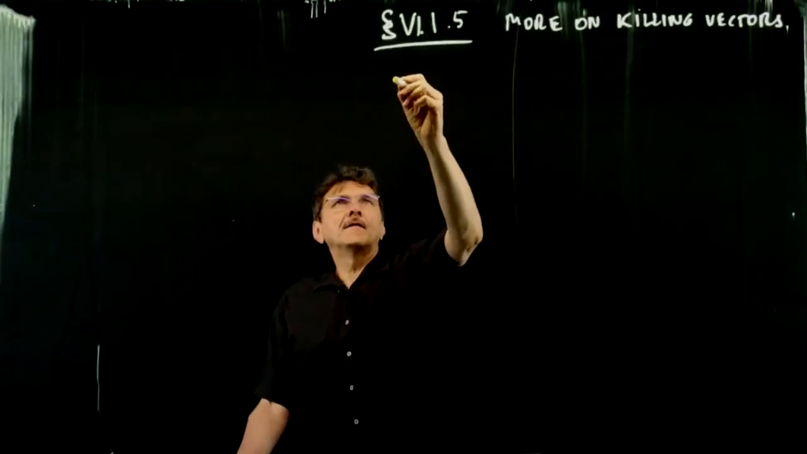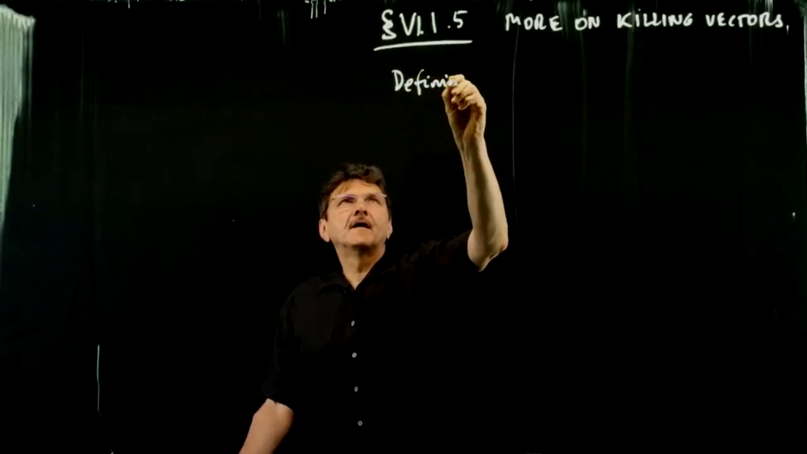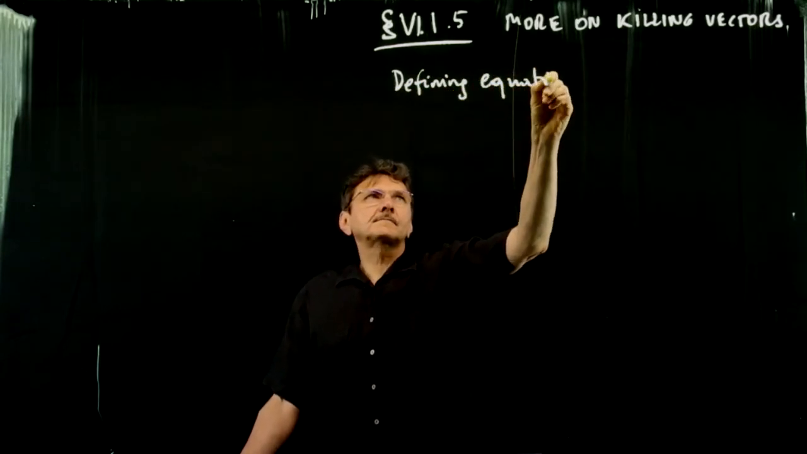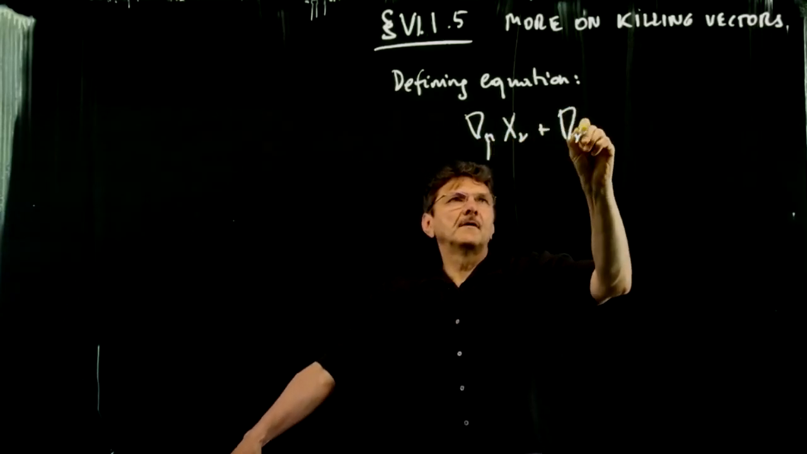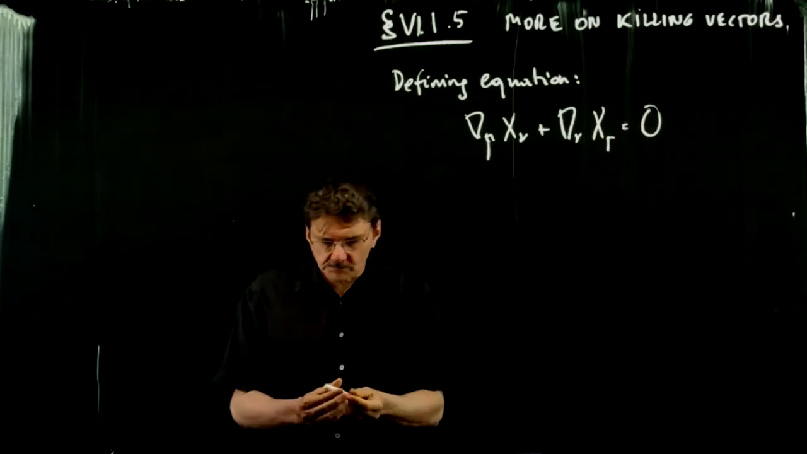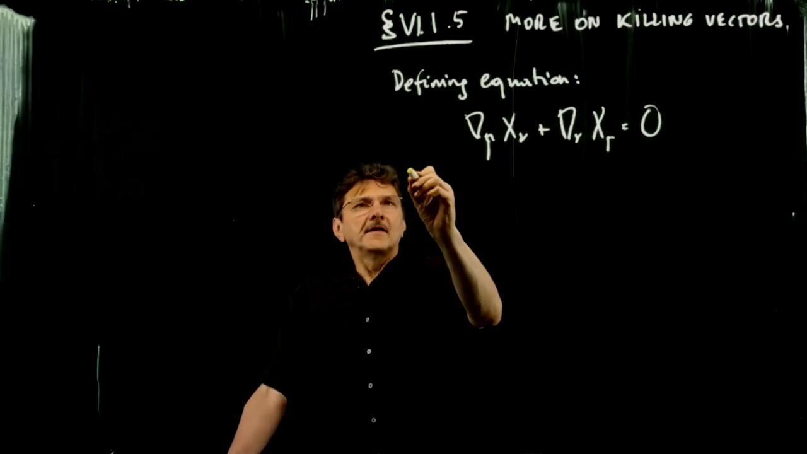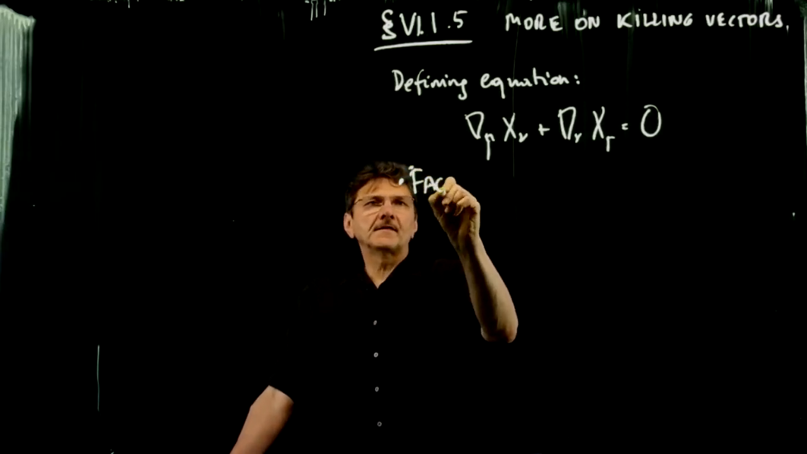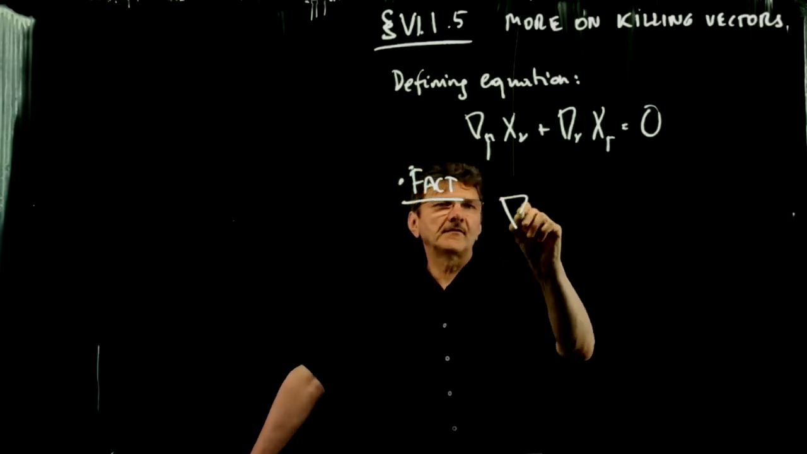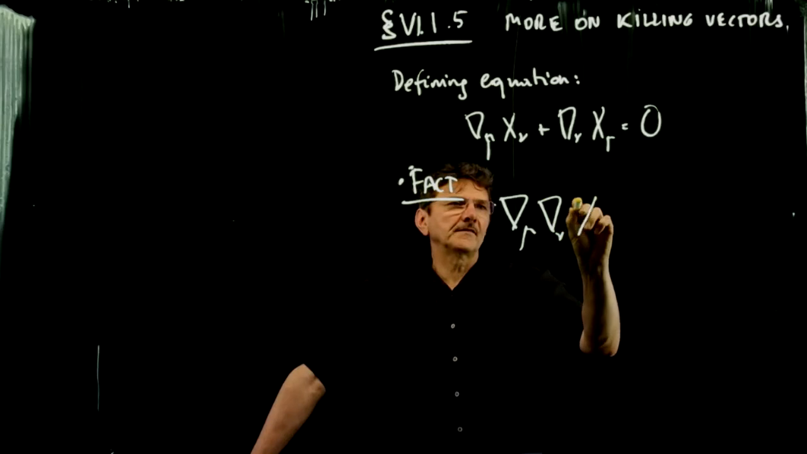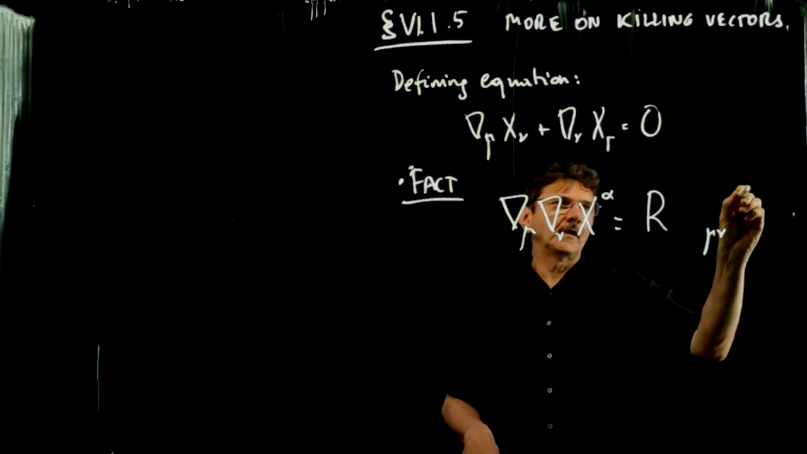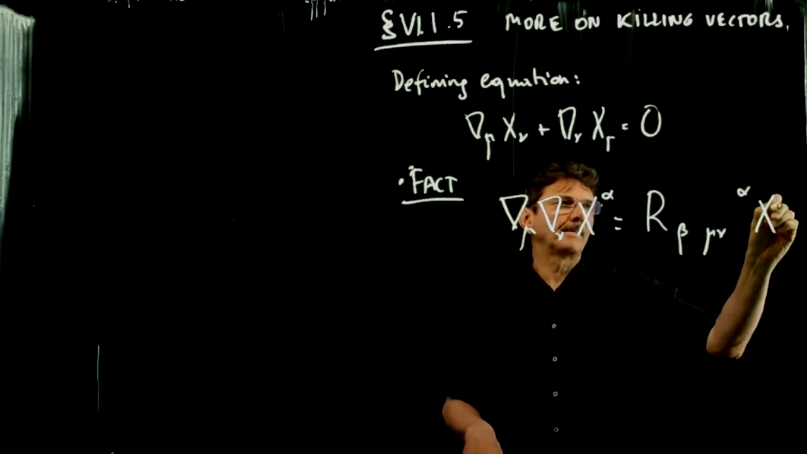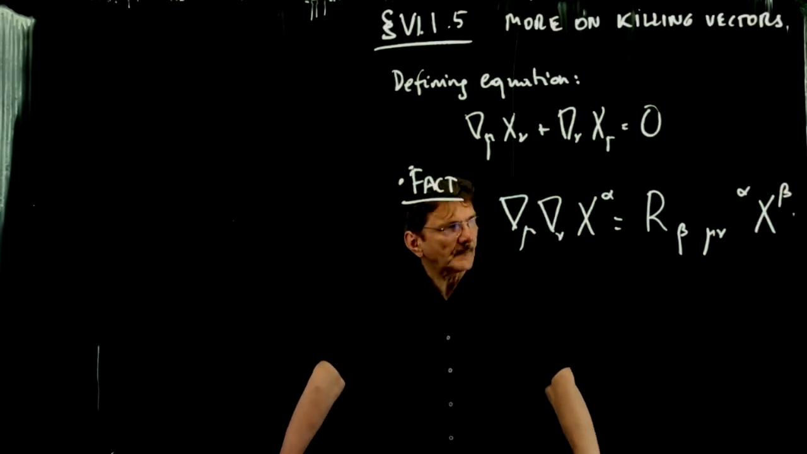And so the defining equation, we've already seen it. Nabla_mu X_nu plus nabla_nu X_mu is 0. There is a fact which goes with this, that every Killing vector satisfies this equation, nabla_nu nabla_alpha X_mu is R_{mu nu alpha beta} X^beta. I hope this is right.